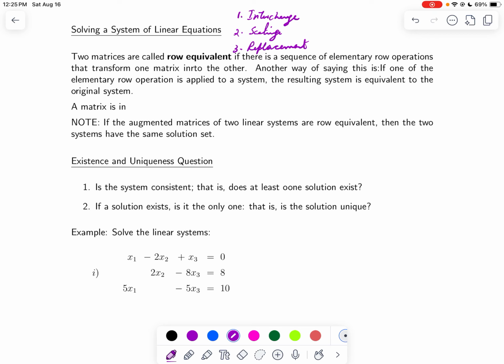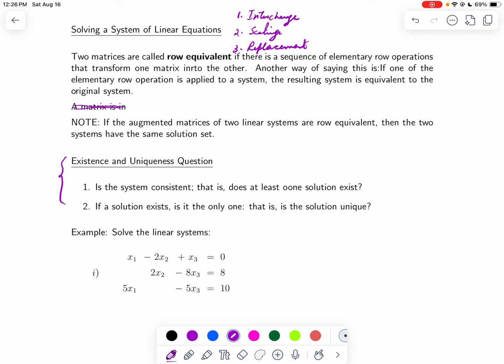Now, two matrices are called row equivalent if there is a sequence of elementary row operations that transform one matrix into the other. Another way of saying this is that if one of the elementary row operations is applied to a system, the resulting system is equivalent to the original system. Note that if the augmented matrices of two linear systems are row equivalent, then the two systems have the same solution set. This is repeating the same thing that we had before.